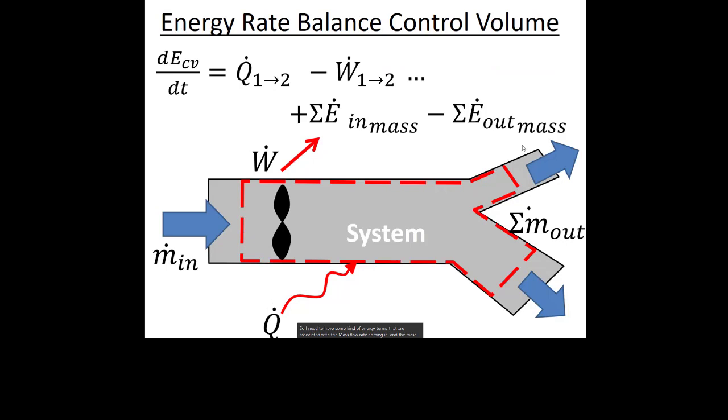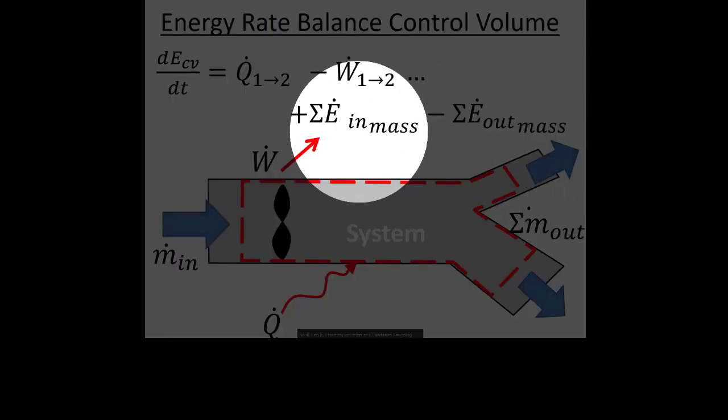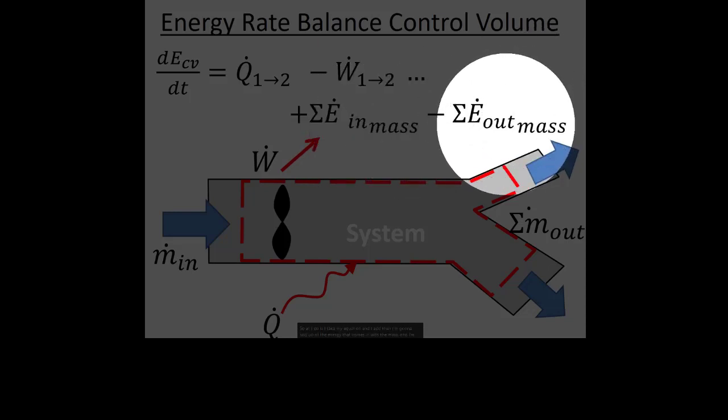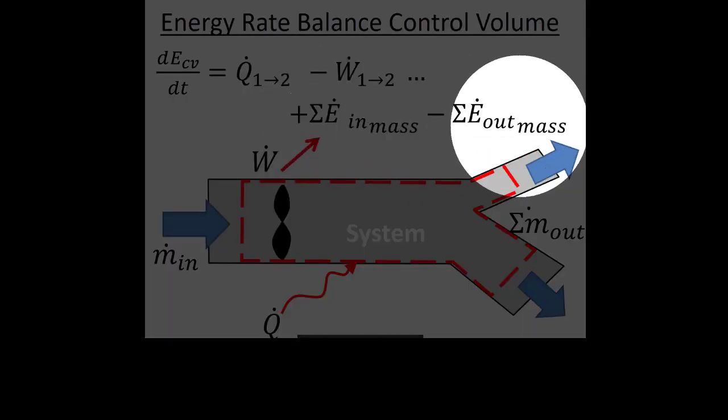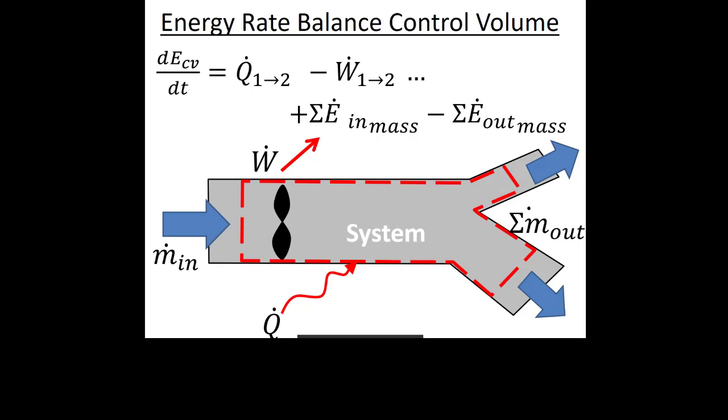So all I do is I take my equation and I add that I'm going to add up all the energy that comes in with the mass, and I'm going to subtract all the energy that goes out with the mass. And again, because this is the rate equation, we talk about the rate at which energy is entering my control volume by mass. That's this first term. And the rate at which energy is exiting my control volume by mass.